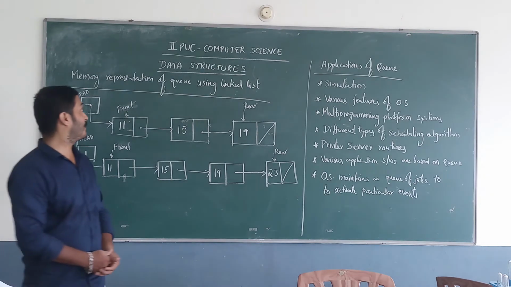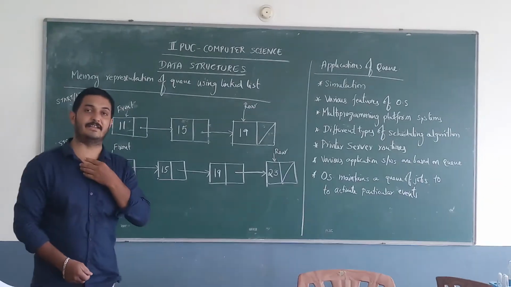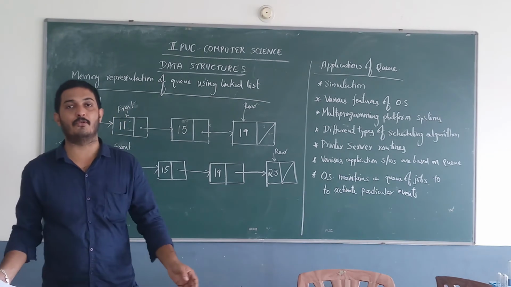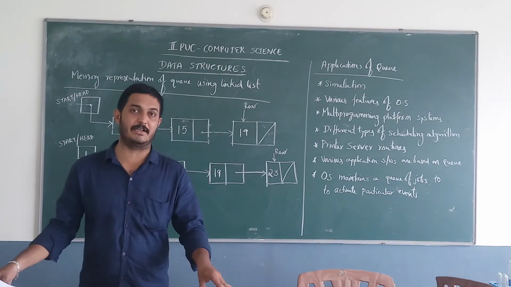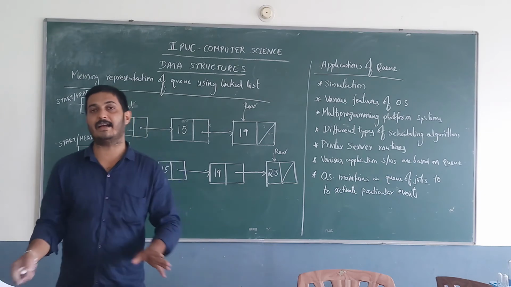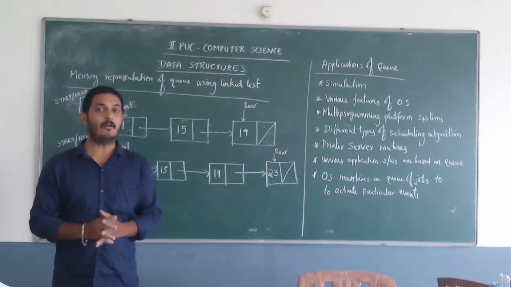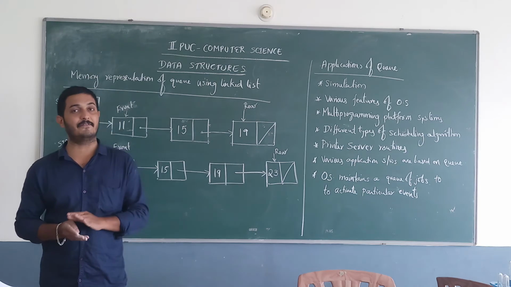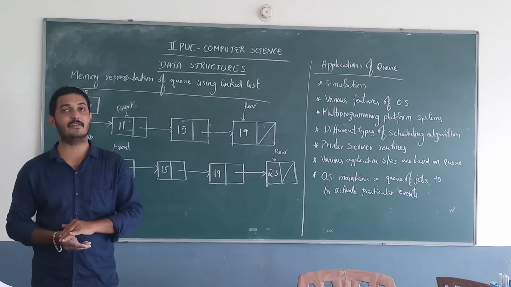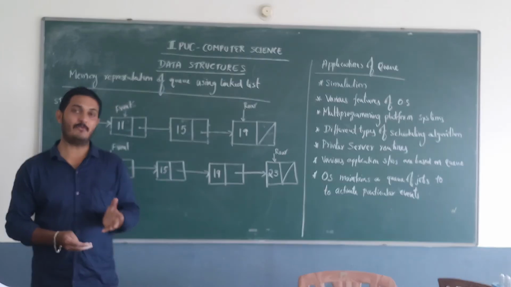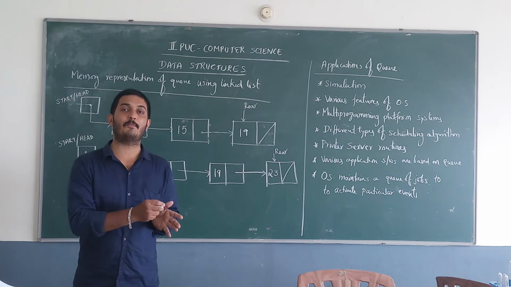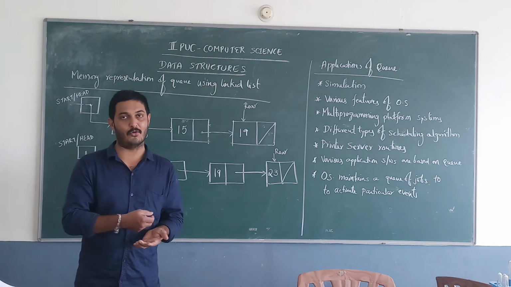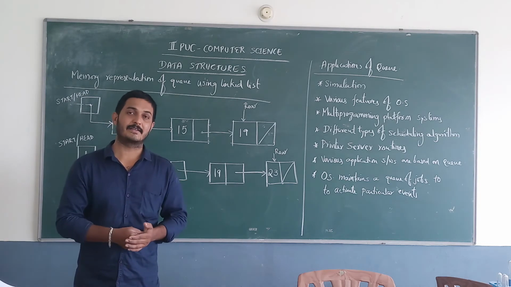Okay, next is memory representation of Q using linked list. In the previous class we studied linked lists. What do you mean by linked list? A linked list is a collection of nodes, each node having two fields. The first field is information, the second field is address. The second field points to the next location, or another node. So like this it happens, right?